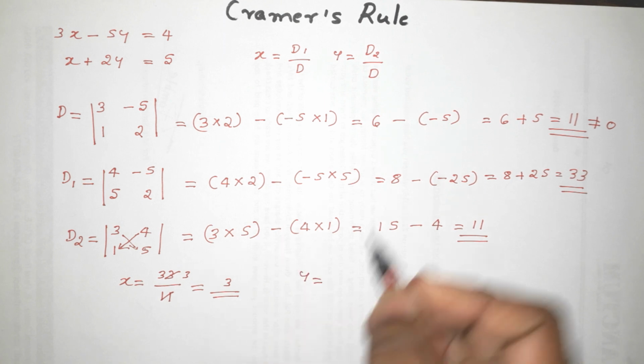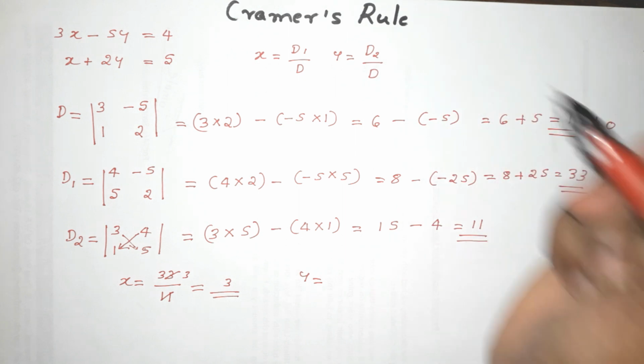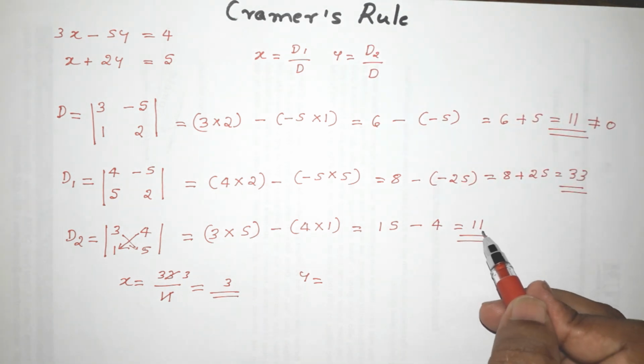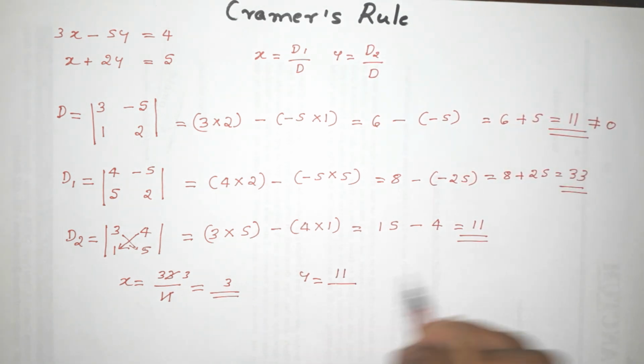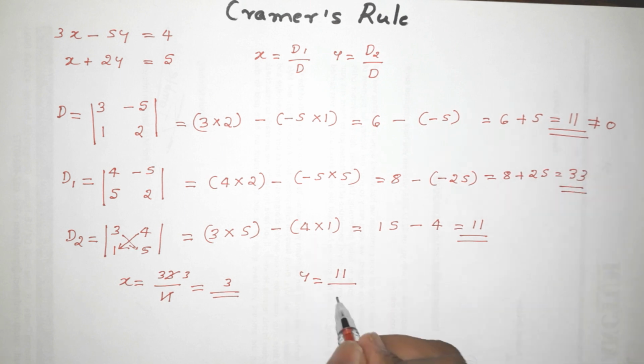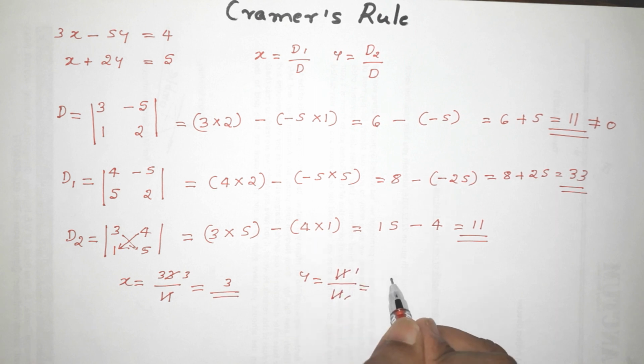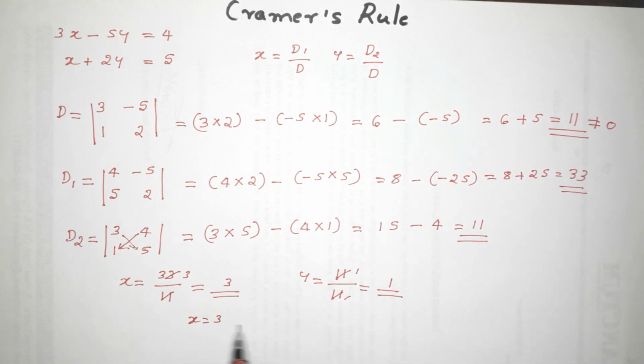y is equal to delta 2 divided by delta. According to our answer, delta 2 is 11 and delta is 11. So 11 ones are 11. The answer is 1. Now we found the value of x as well as y. That is, x is equal to 3 and y is equal to 1. We have solved it by Cramer's rule.